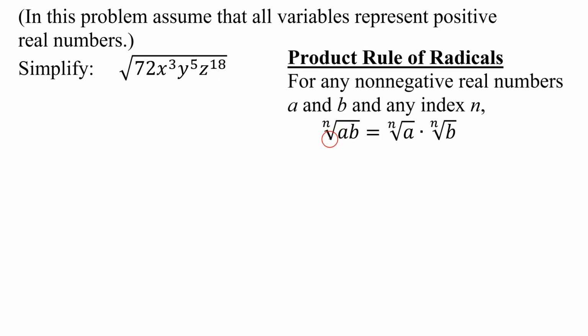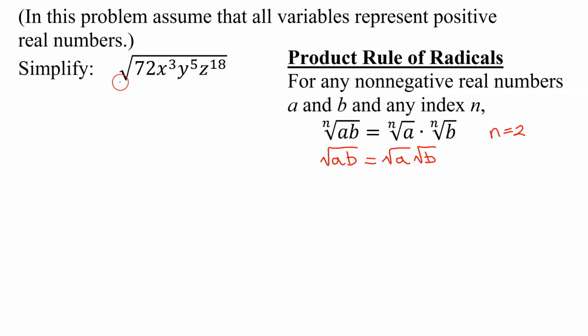And this rule says if you have the nth root of a times b, it equals the nth root of a times the nth root of b. Notice this works if we have a product here, a multiplication. It doesn't work if you have a plus b or a minus b. So in our case, we have a square root, and what number do we not write up here? We're too efficient to write. We know that in our case, n equals 2. So for square roots, we know the square root of a times b is the square root of a times the square root of b.